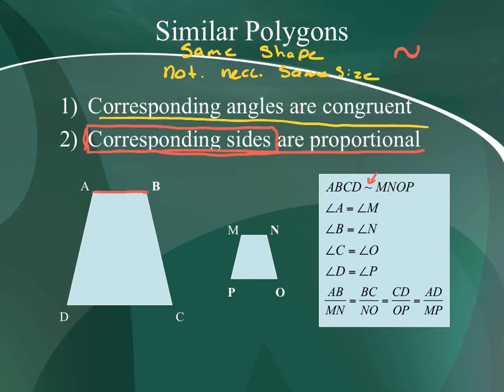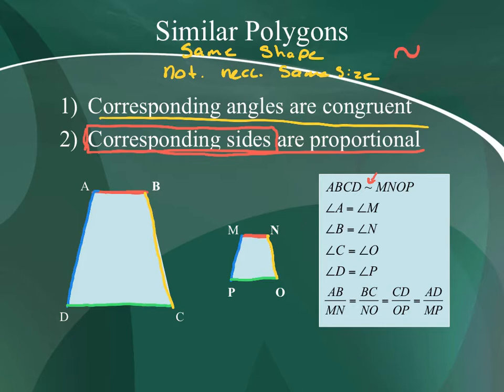Notice that AB here matches up with MN. They're in the same position. And AD over here matches up with MP. They're in the same position. DC matches up with PO. They're in the same position. And finally, BC matches up with NO. They're in the same position.